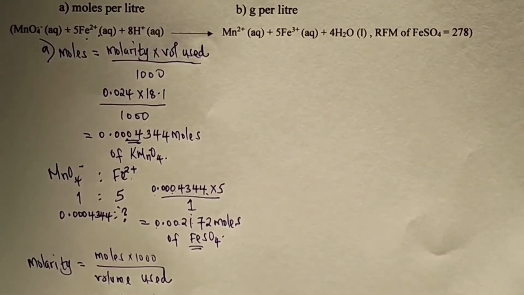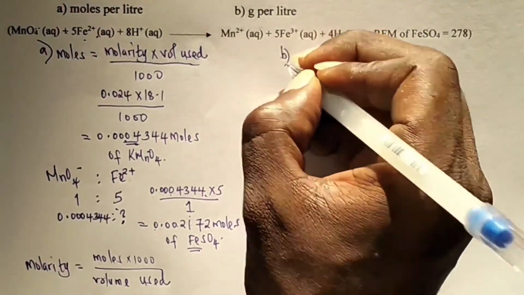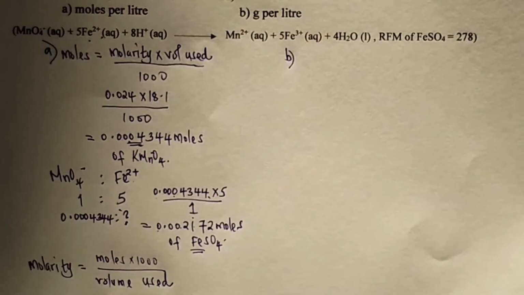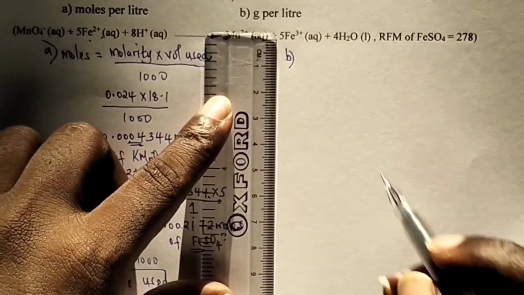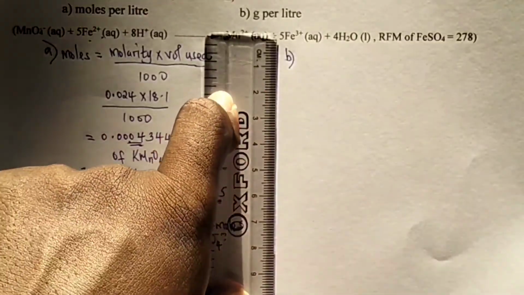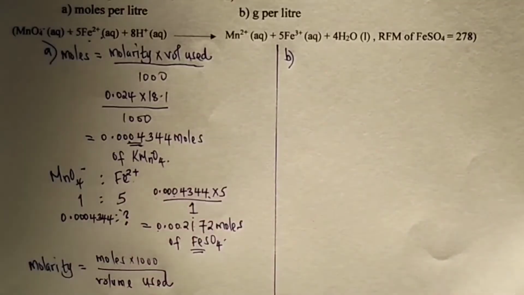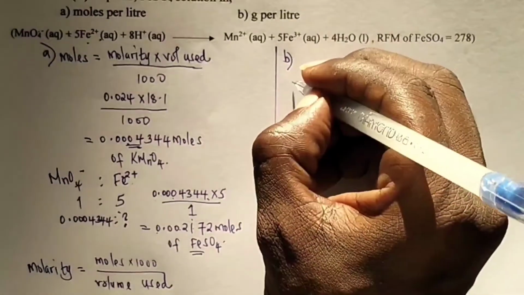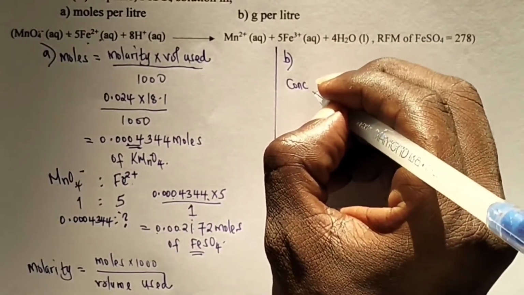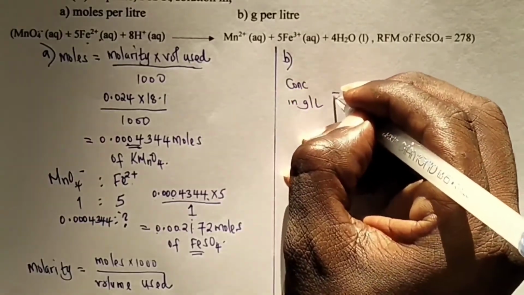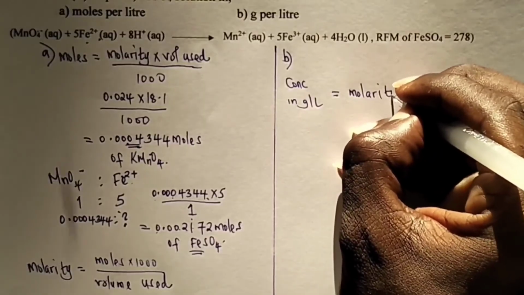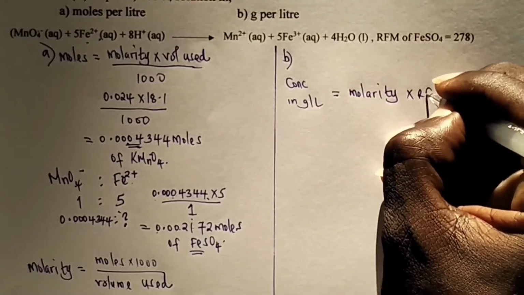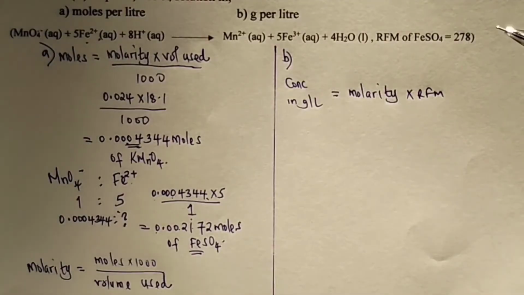So we proceed to part B, and in part B we are told to calculate the concentration of iron 2 sulfate solution in grams per liter. So concentration in grams per liter is given by molarity times RFM. Molarity, which we have calculated now, times RFM, which is given in the bracket. In the bracket we are told RFM of iron 2 sulfate is 278.